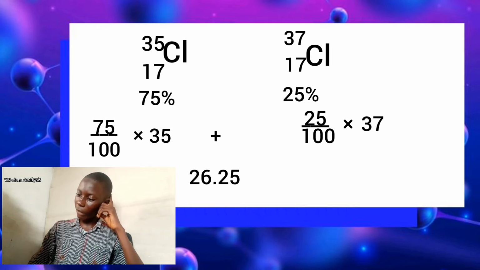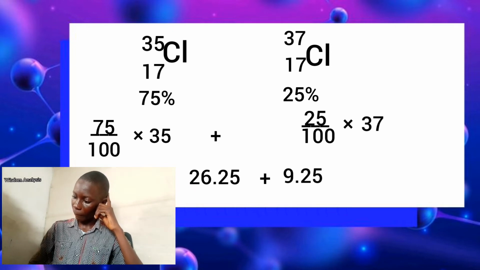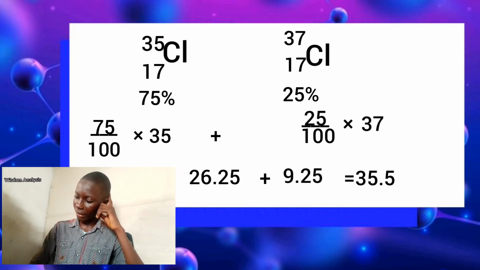we are going to get 26.25, and if we calculate the other one further, we are going to get 9.25. Adding these two results together gives us 35.5. So that is the relative atomic mass of these two isotopes.